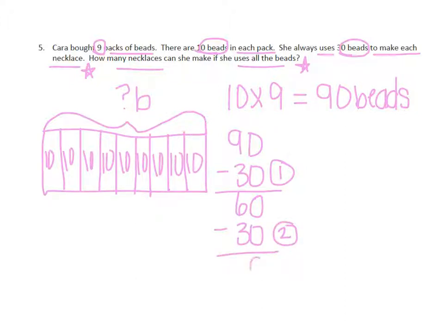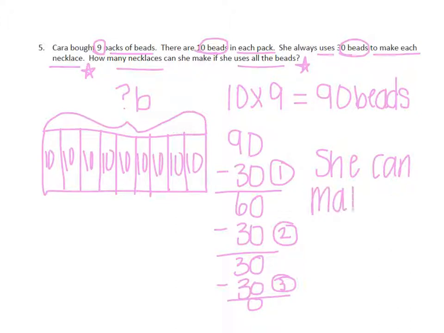0 minus 0 is 0. 6 minus 3 is 3. Then I can subtract 30 again. That's going to be 3 necklaces. 30 minus 30 is 0. So how many necklaces can she make if she uses all the beads? So she can make 3 necklaces.